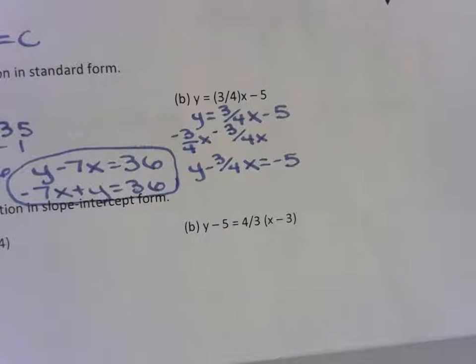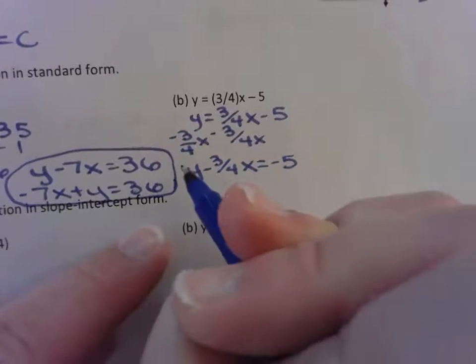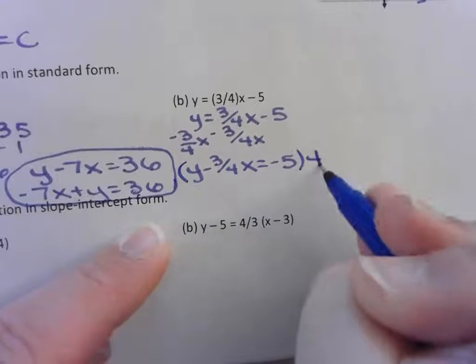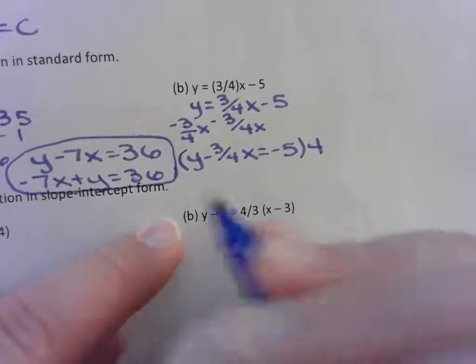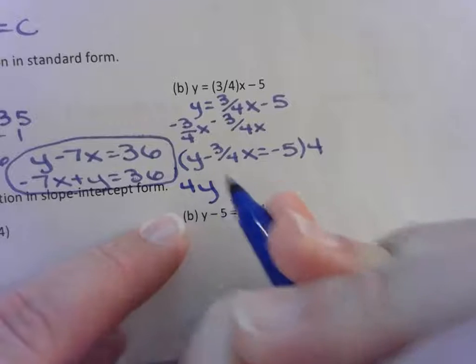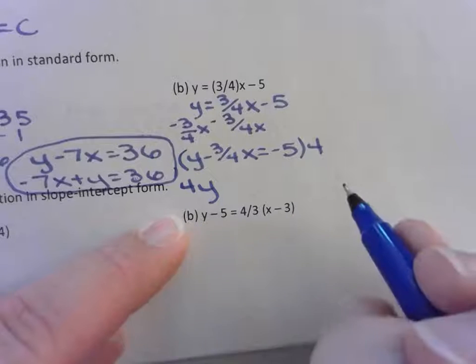Now standard form is a little tricky, and we did this in chapter 3. I don't want fractions in front of x or y. So what do I need to multiply everything by to get rid of the 3/4 as a fraction? 4. So multiply everything by 4. I don't like having fractions in standard form, so we're going to multiply everything by 4. So 4y, what is a negative 3/4 times 4?